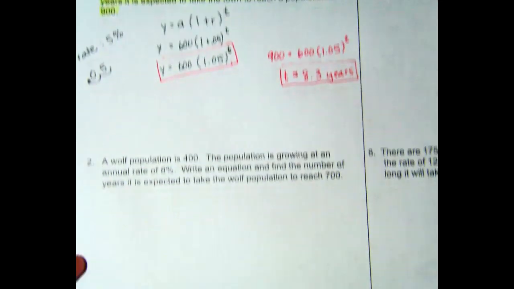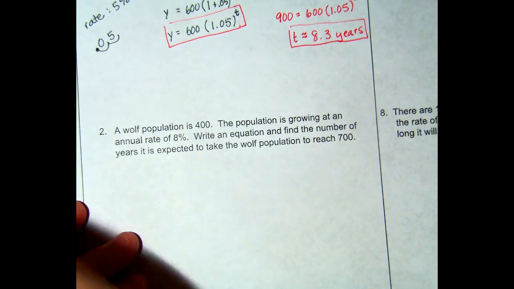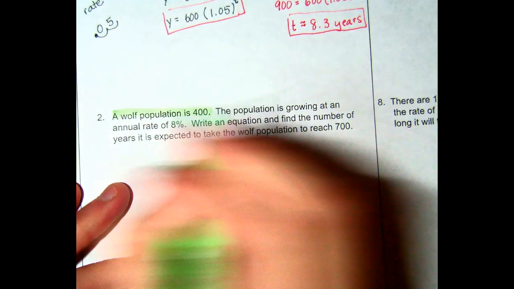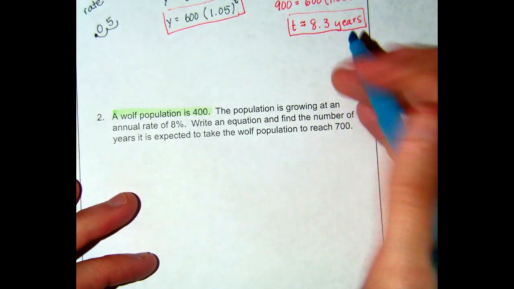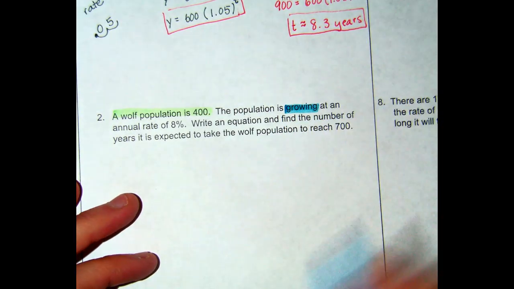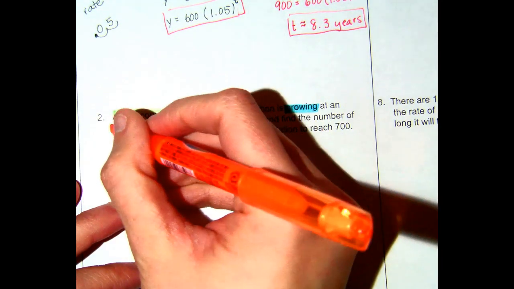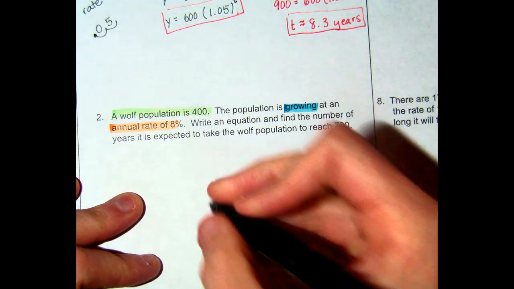Number 2. A wolf population is 400. Okay? Beginning, 400. The population is growing. So we're going to have growth at an annual rate of 8%. From that sentence, I can write my equation.